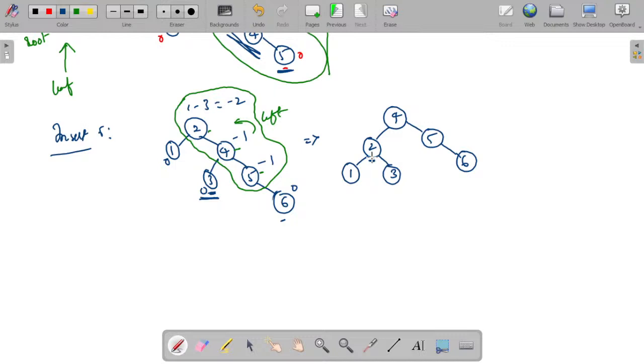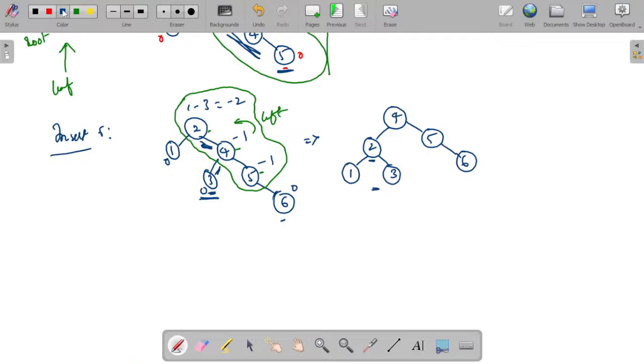And the confusion here is where should 3 be connected? The 3 should be connected to the right side of 2. And the reason is this: 3 is in the right subtree of 2, and that is why 3 must be connected as the right child of 2, and this is where we have connected it, right?